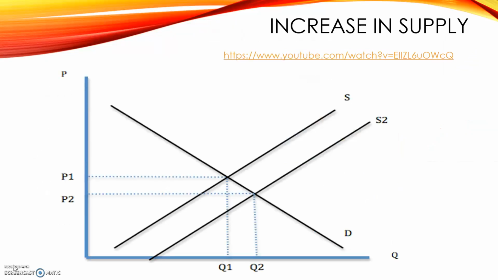The video shown will explain the shift in the supply curve relative to increases in supply.